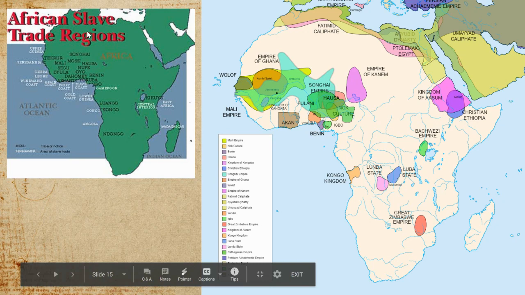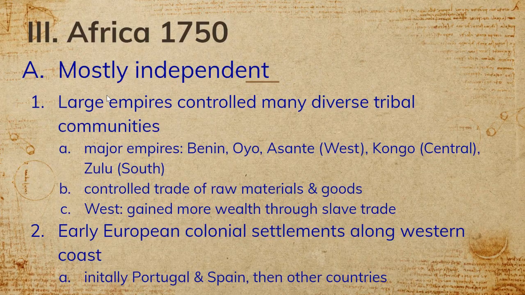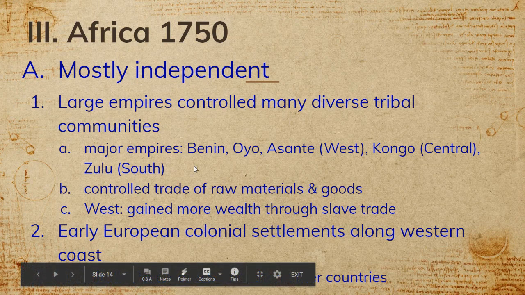And again, notice the slave trade regions, they're coming primarily from the west. So these are the Ivory Coast, the Gold Coast areas. That's really where the slaves are primarily coming from. The enslaved peoples are primarily being stolen from. So these major empires, they control trade of raw materials and goods.